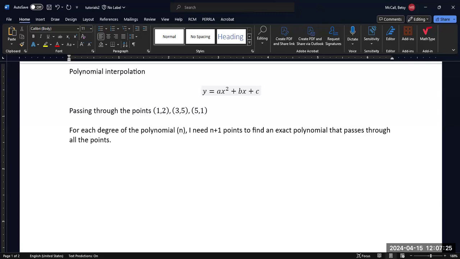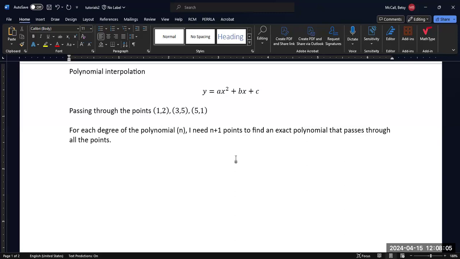Now, if I have fewer points than I require, the n plus 1, so like for a cubic polynomial, I would need 4 points to get an exact polynomial. If I had fewer points than I needed, then what would happen is I would get a dependent solution, and I would have an infinite number of polynomials that would pass through those points. I would have to choose one of the coefficients, and then I could force the rest of them to be something in particular. If I have more than n plus 1 points, then the chances are I'm not going to find any polynomial that goes through all of the points.